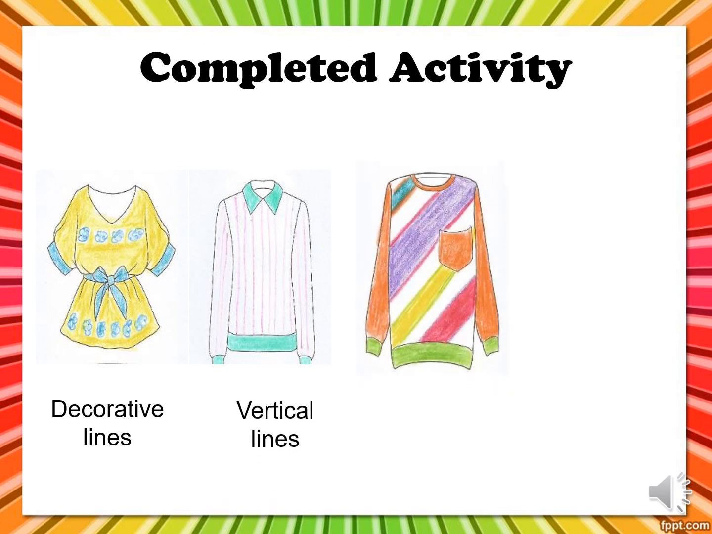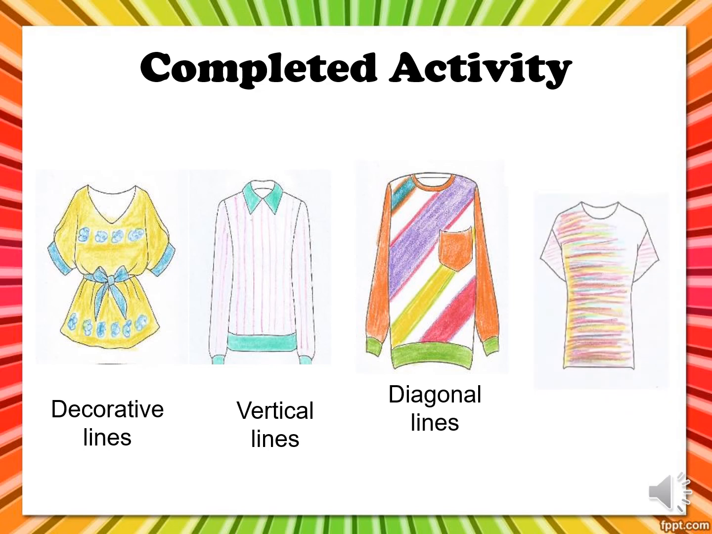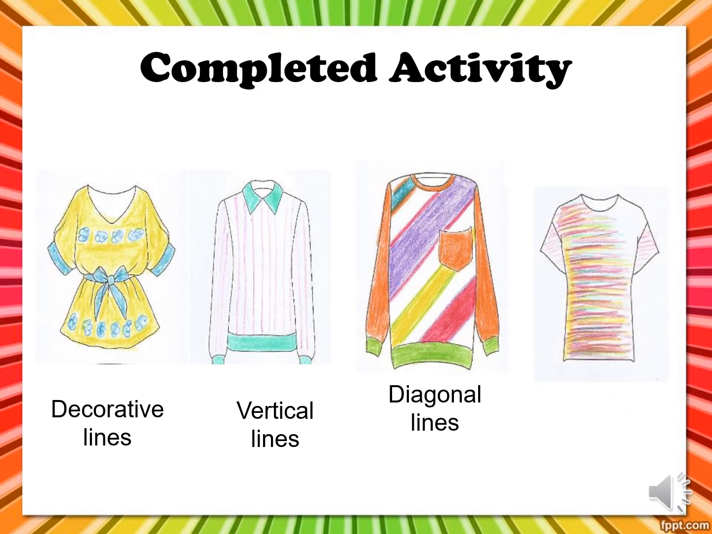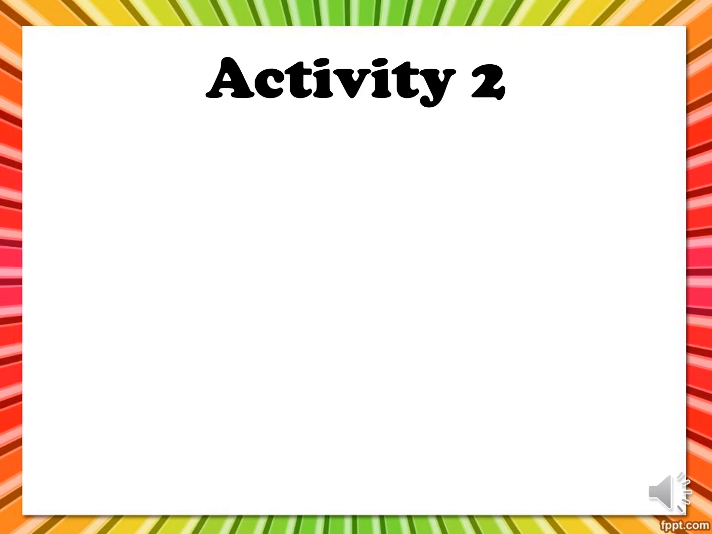Go to my next template. What type of lines did I create here? Did somebody say diagonal? You are correct. So this is a diagonal line. What design did I create on this template? Did somebody say horizontal? You are correct. Okay, students, let us look at activity 2.